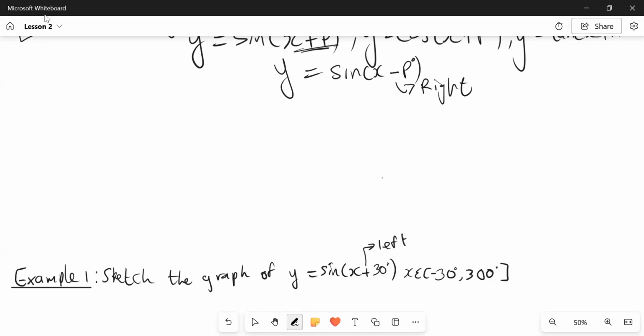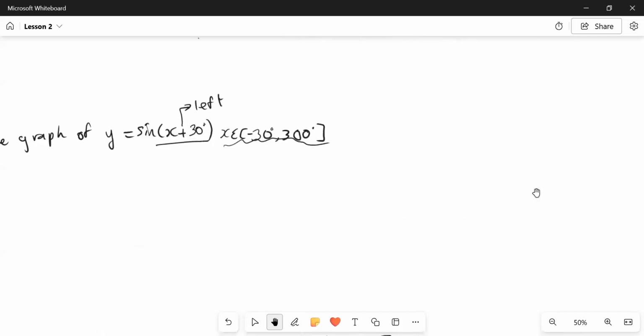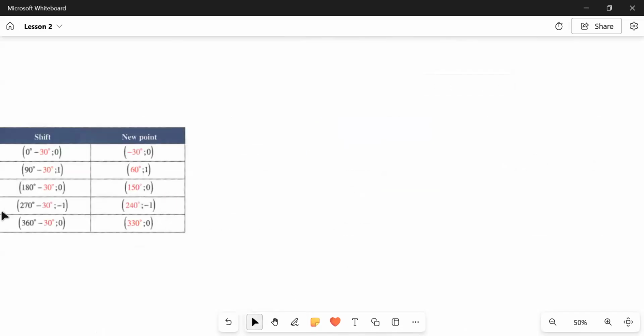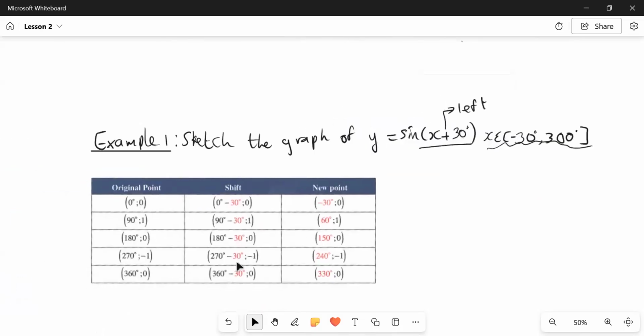And then they've decided to restrict us to say x is an element of negative 30 degrees to 300 degrees. Now, obviously, we need to have new points because of our horizontal shift. So let me try and bring the table, which is actually related to this. So here's the table.